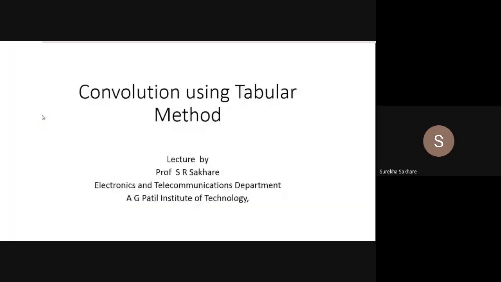So in the last class, we had seen convolution using two methods. We have convolution using three methods, and in the start we saw the mathematical equation method. Second was the graphical method, and today you will see the tabular method. The tabular method also requires an understanding of the graphical method, so we'll go graphical as well as tabular hand in hand, side to side.